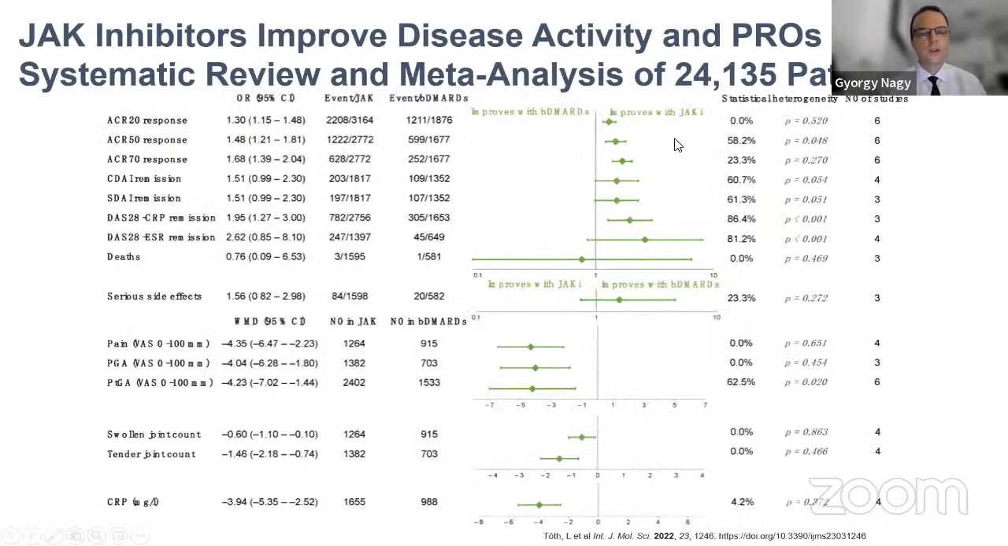And I think the most interesting might be if we compare JAK inhibitors with bDMARDs, biological DMARDs. So here again, we have better responses in terms of ACR 20, 50, 70, SDAI, DAS28, and so on. And if we compare the efficacy of JAK inhibitors on the pain, physician and patient global assessment, again, with JAK inhibitors, we had better responses than with biological DMARDs.